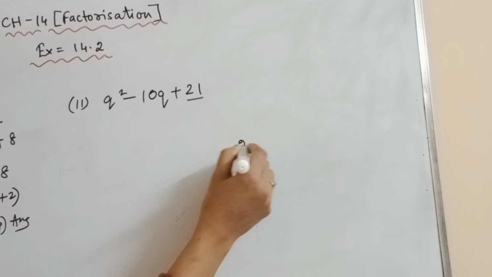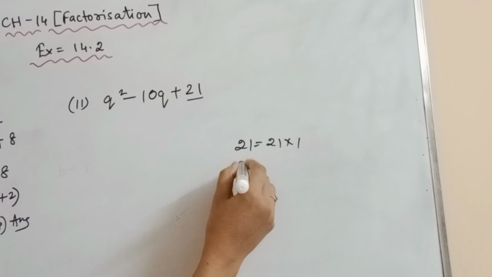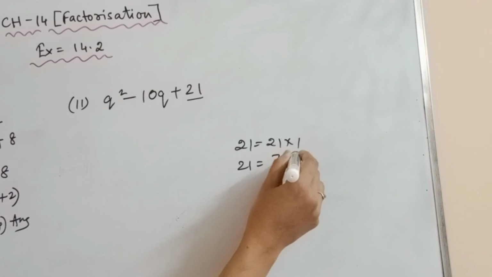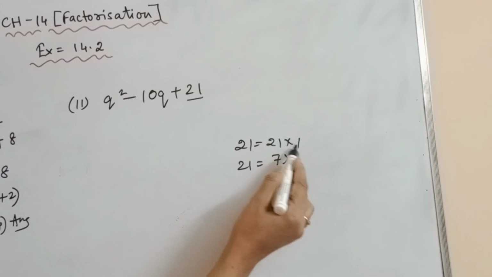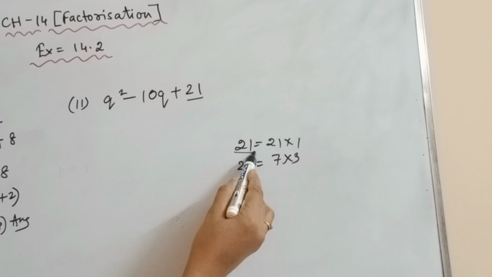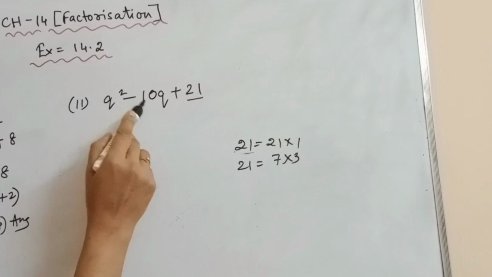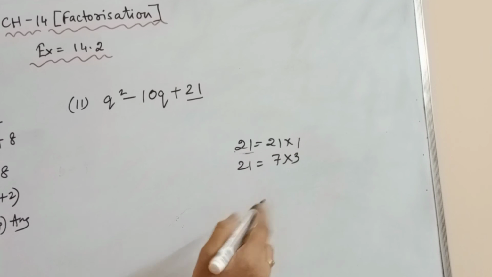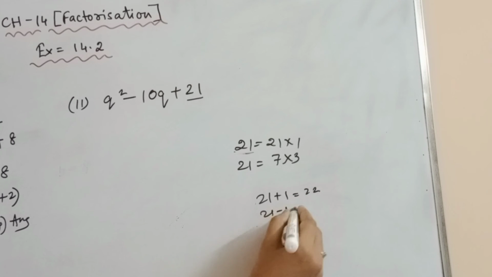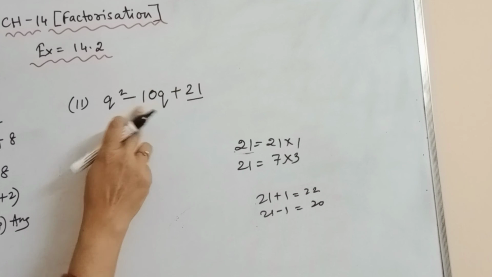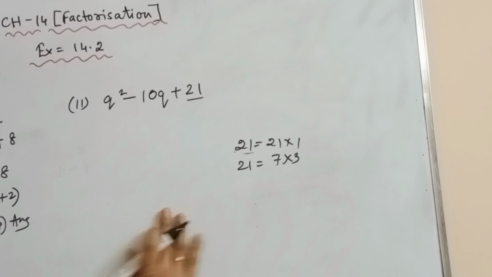The factors of 21: 21 is equal to 21 into 1. We can also get 21 is equal to 7 into 3. If I take 21 and 1 as A and B, the product will be correct, we know. But for the addition or subtraction result, we need to see that it is minus. 21 plus 1 is equal to 22. 21 minus 1 will get 20. Our desired number was 10, and we are not getting 10 anywhere. So these are not the correct choice.